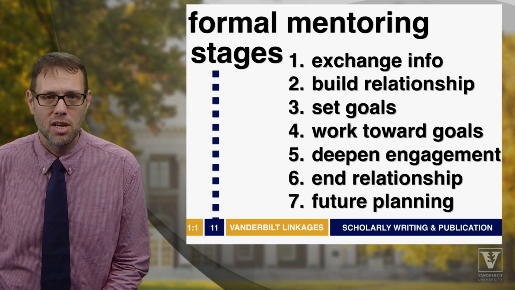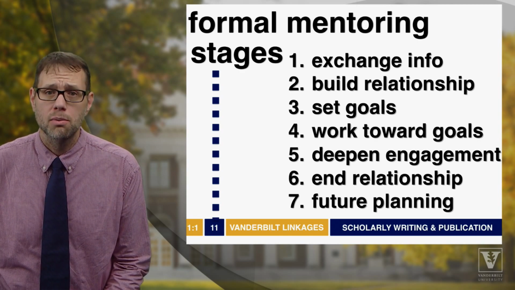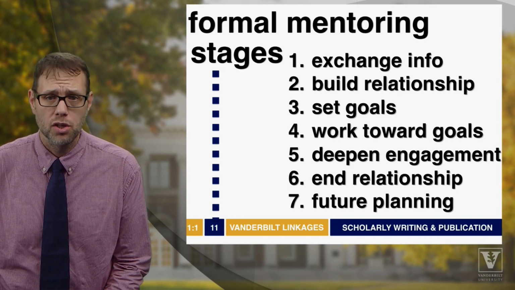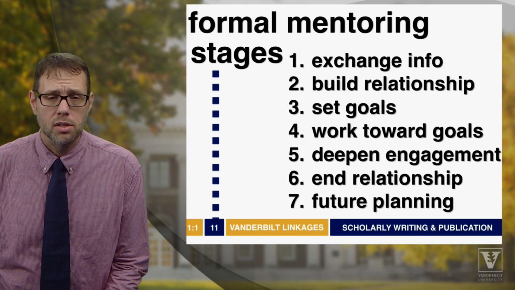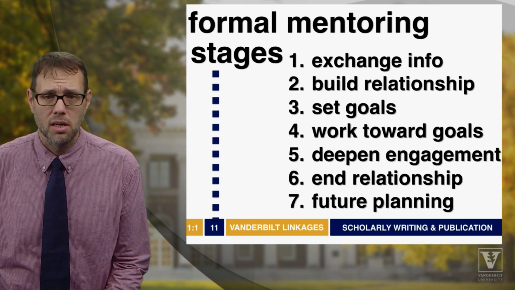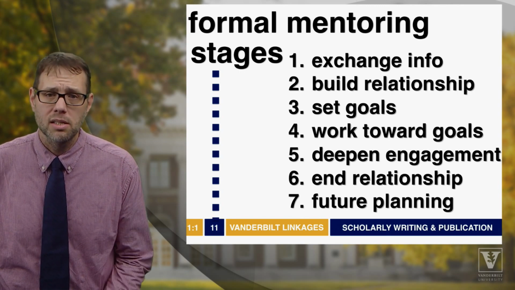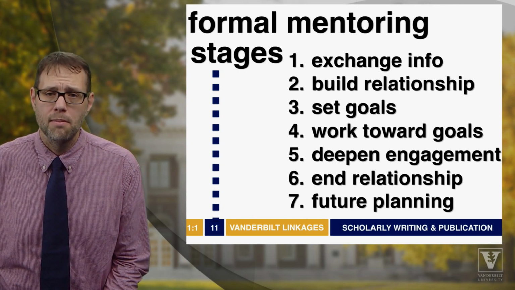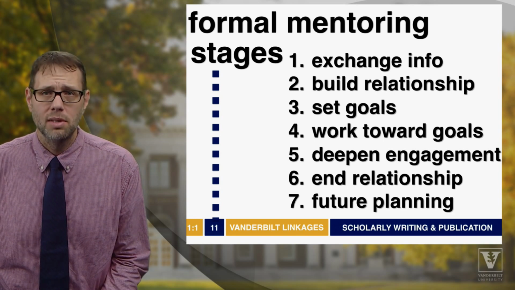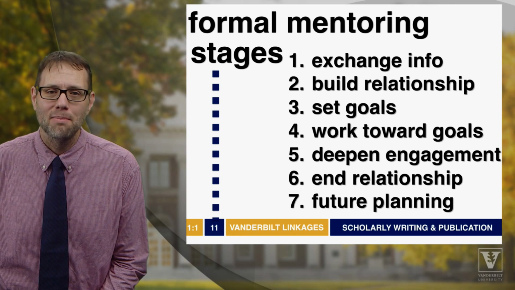You exchange information initially. You start building a relationship through sharing. You set goals together of what you want the relationship to achieve, that mentoring relationship. You want to start working towards those goals together. Over time, that will deepen the engagement. When you achieve the goals or you set the goals aside for whatever reason, you end the relationship. And before you completely stop talking to each other, you do a little future planning and talk about where are we going? What's the next steps?